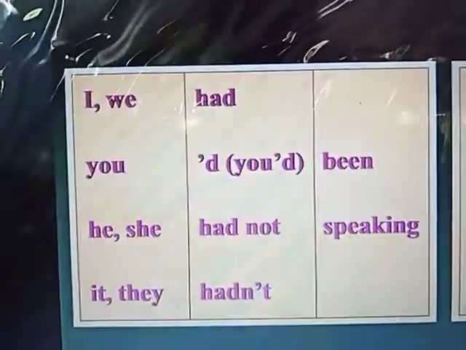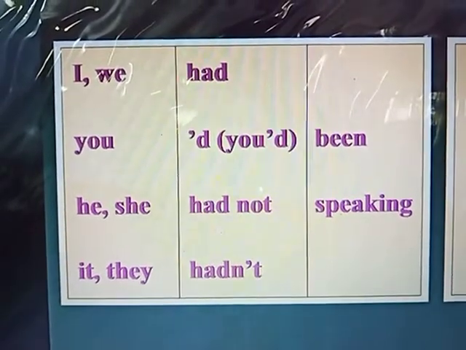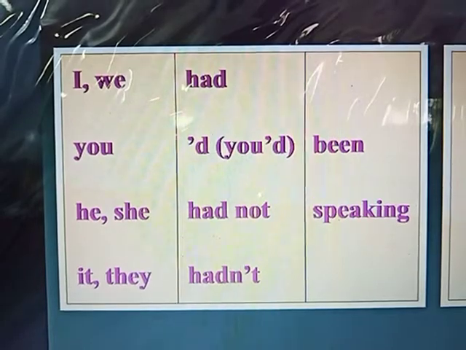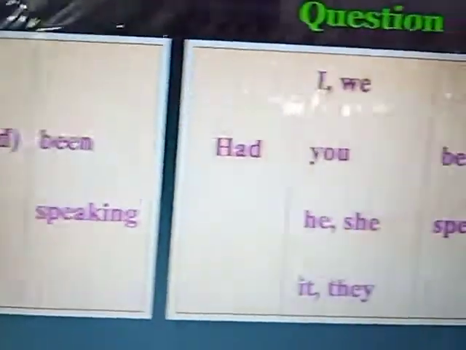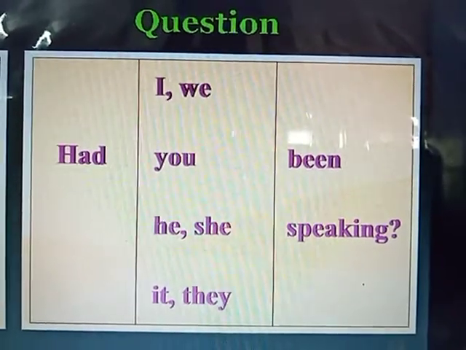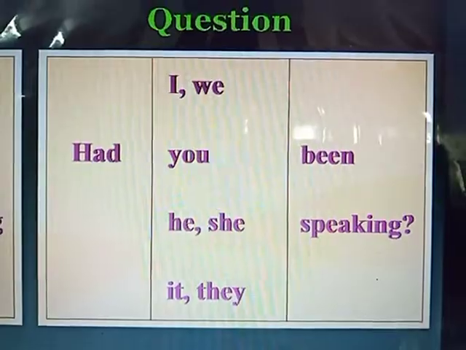Forms of past perfect continuous tense. I, we had. You had, you'd. He, she had not. It, they hadn't been speaking. Question: Had I, we, you, he, she, it, they been speaking?